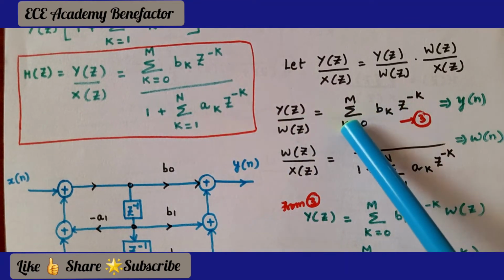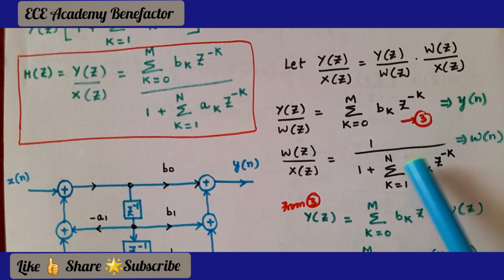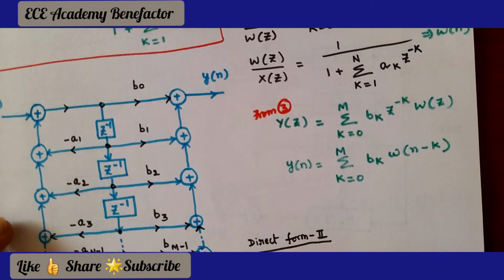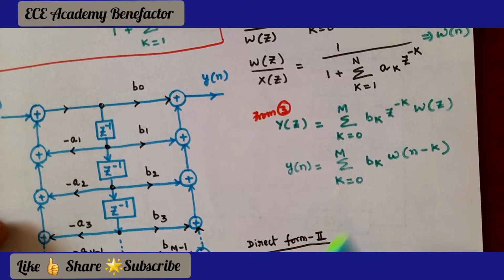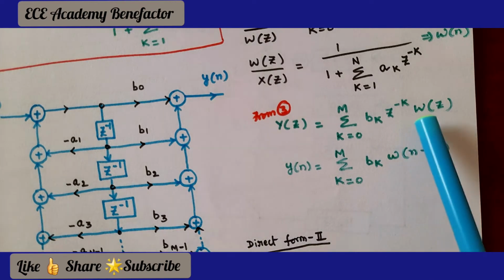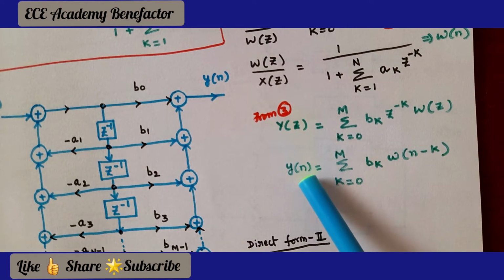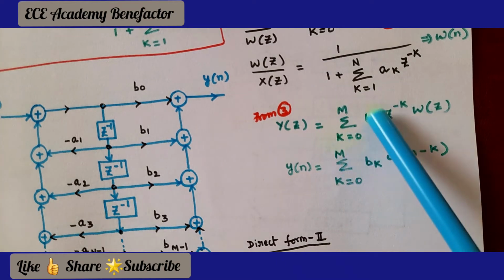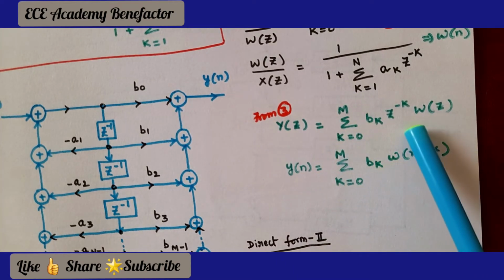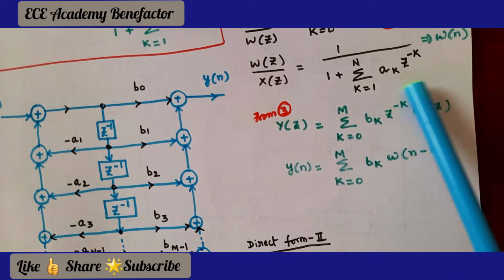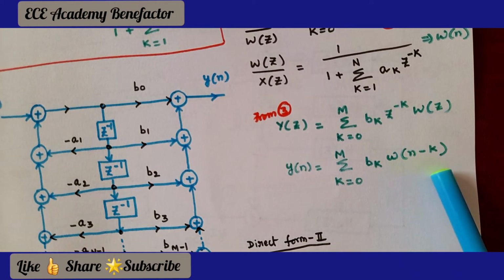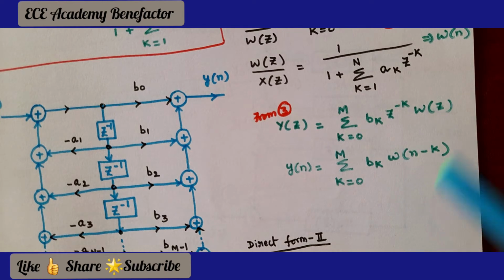So from this equation you will get y(n), and from this second equation you will get w(n). Y(z) is the numerator part, which is summation k equal to 0 to capital M b_k z^(-k) W(z). If we apply inverse z transform, Y(z) will come as y(n). This is the coefficient part, so it is written as it is. z^(-k) W(z) means it is w(n minus k). So from this we will get y(n) and then w(n).